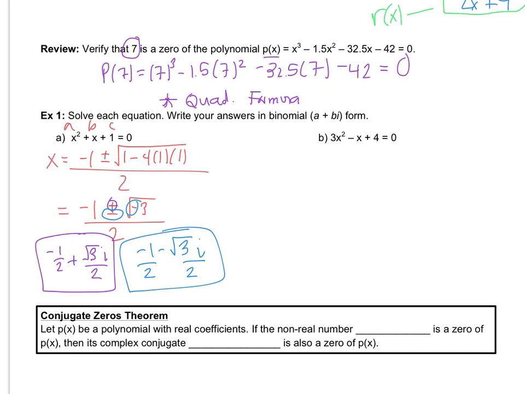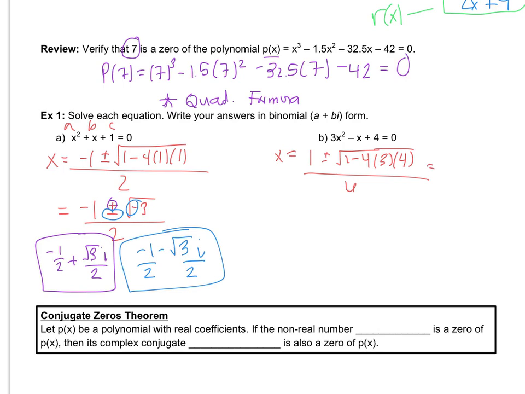So let's do one more. We'll do B, solving this equation over the complex numbers. So again, this is something that if we did try to factor, we wouldn't be able to. And if you're not sure, it's always great to just use the quadratic formula because that's just a guaranteed way to find those zeros. So we have x equals negative b, which would be positive 1, plus or minus the square root of b squared, which would be 1, minus 4 times a times c, all over 2a, which would be 6.